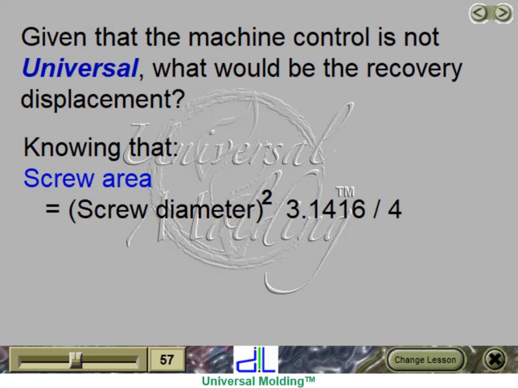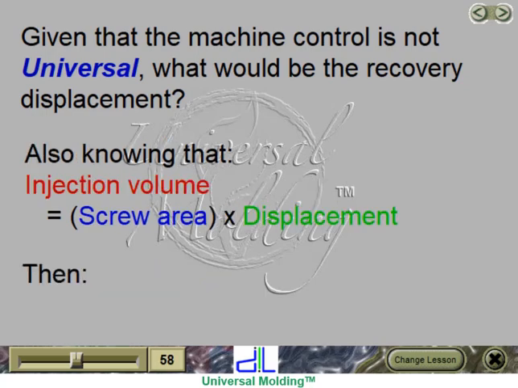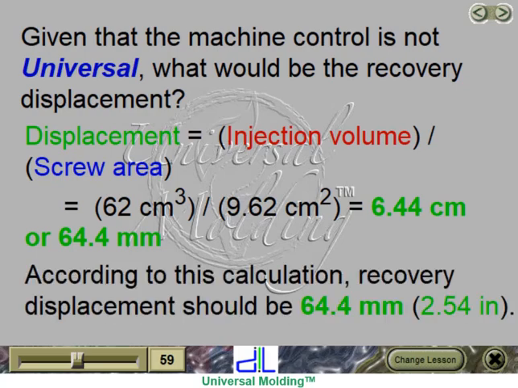Knowing that the screw area is equal to the screw diameter squared times pi divided by 4, substituting, the screw area is equal to 9.62 square centimeters. Also knowing that the injection volume is equal to the screw area times displacement, then displacement is equal to injection volume divided by screw area. According to this calculation, recovery displacement should be 64.4 millimeters, or 2.54 inches.